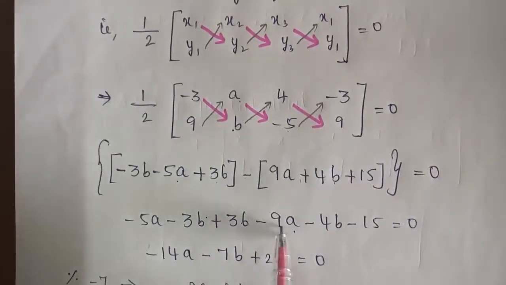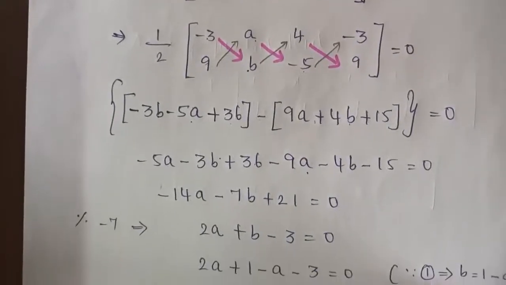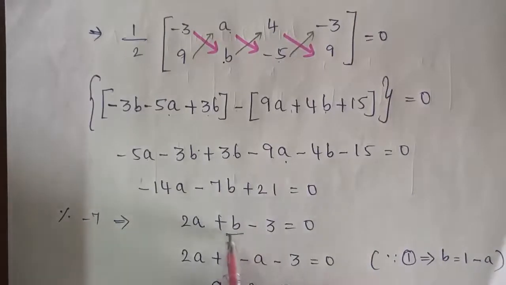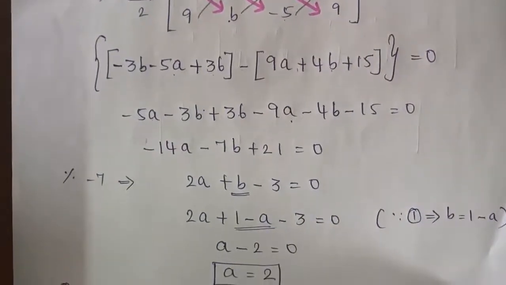Minus 5a minus 9a is minus 14a, minus 3b minus 4b is minus 7b, 36 minus 15 is 21, is equal to 0. So throughout dividing by minus 7 you get 2a plus b minus 3 is equal to 0. We know that from equation 1, b is equal to 1 minus a. So substitute, instead of b we are substituting 1 minus a. 2a plus 1 minus a minus 3 is equal to 0. a minus 2 is equal to 0. So the value of a is equal to 2.